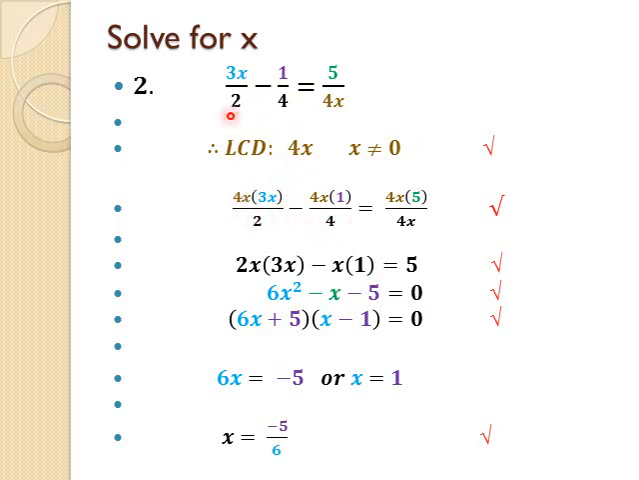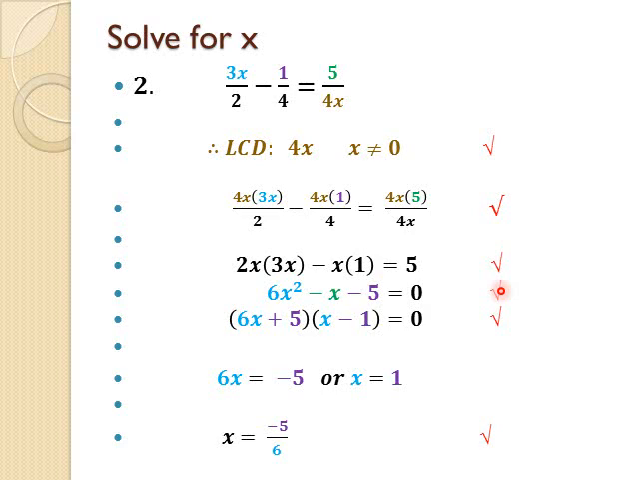It's my LCD, so 4x times 3x over 2, 4x times 1 over 4, 4x times 5 over 4x. 4x divided by 2 gives me 2x times 3x. 4x divided by 4 gives me x times 1. 4x divided by 4x is 1, so I'm left with 5. 2 times 3 gives me 6, x times x gives me x squared. Negative x times 1 would simply stay negative x. Positive 5, if I bring it over, negative 5 equals 0.